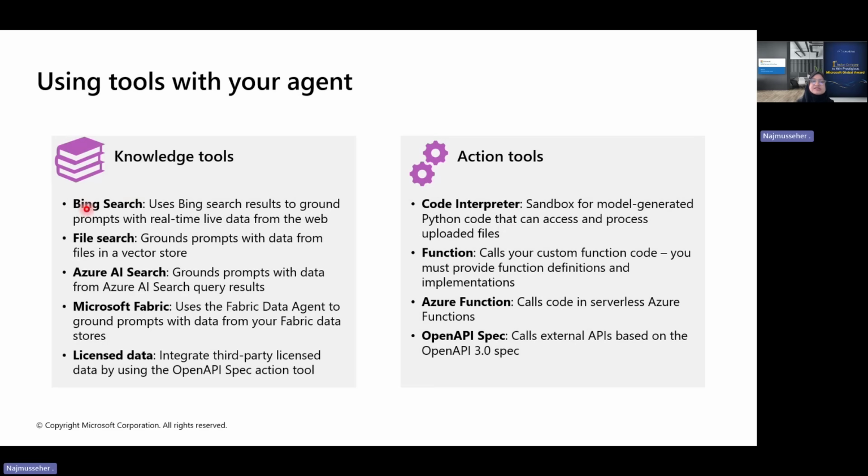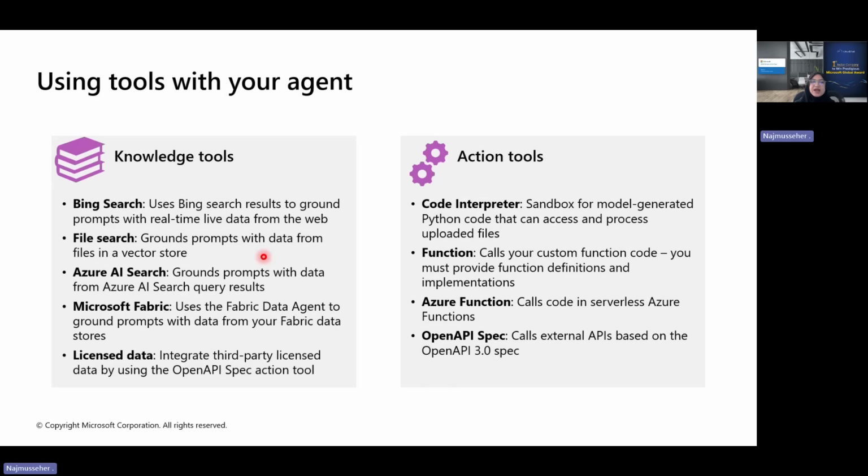Starting with knowledge tools, it starts with Bing search. Bing search uses search results to ground the prompts, so it is live web results. If you want to generate answers from current information, you can use Bing search. File search lets you search the uploaded documents. It tries to ground the information from the set of files that you have added. That is your file search.